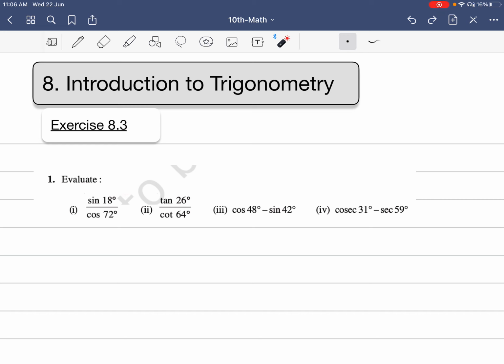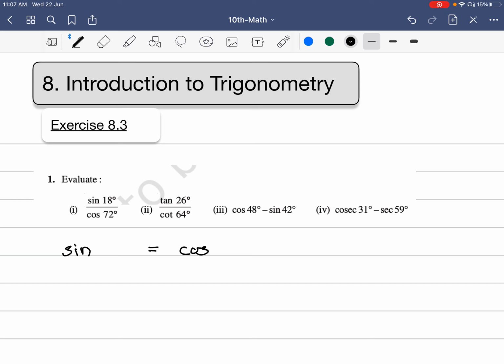It's sine and cos, with 18 degree and 72 degree. So sine 18 degree divided by cos 72 degree, and we have to find the value of this expression. Now we know that sine and cos are two trigonometric ratios which are related by the complementary angle property. And what is that property? This is sine and this is cos, and these two are related to each other.